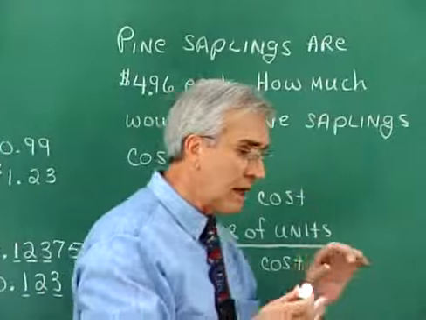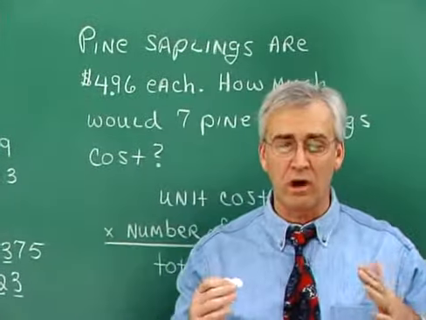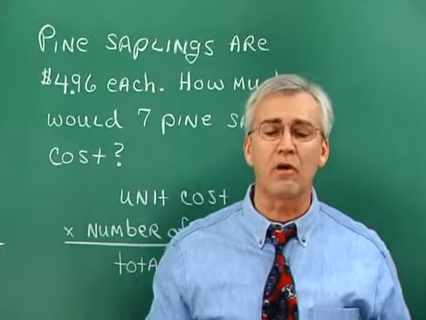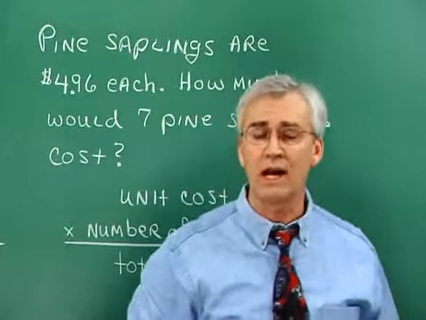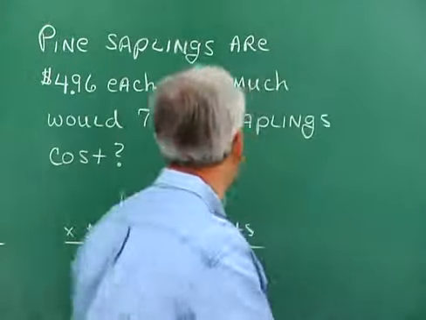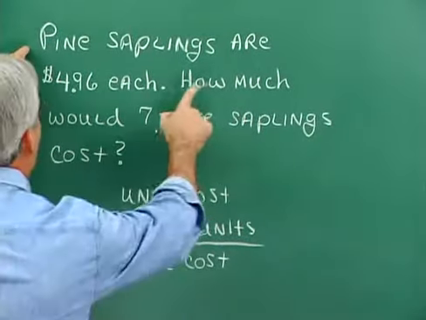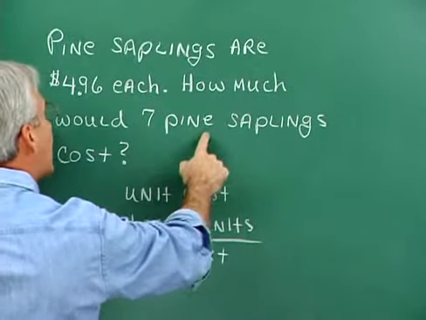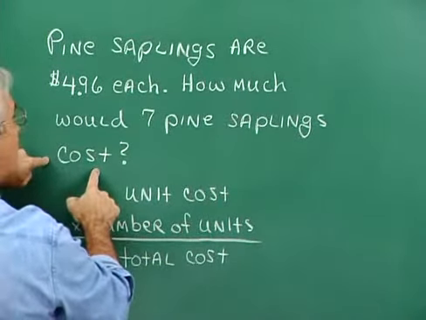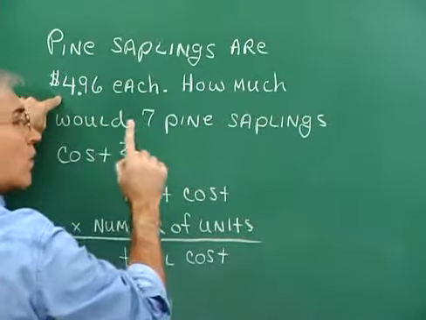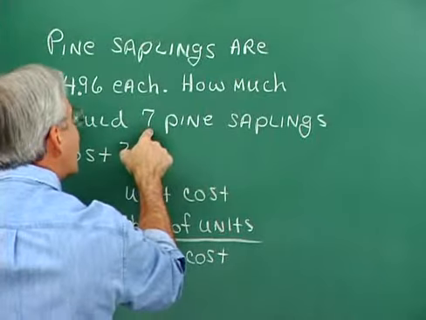Now, here's a situation where we're kind of going in reverse of our idea of unit pricing. We have the unit price in this problem, and we want to find a total cost. Let's see how that's done. Pine saplings are $4.96 each. How much would 7 pine saplings cost? You see, we have the cost of every one of those little trees, and we want to know how much 7 of them will cost.